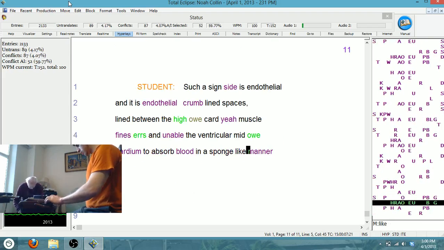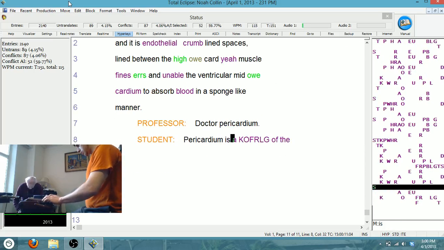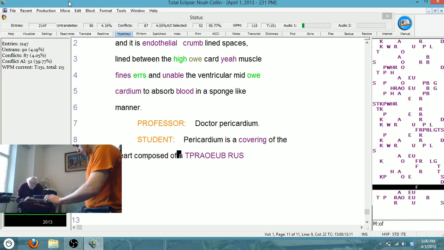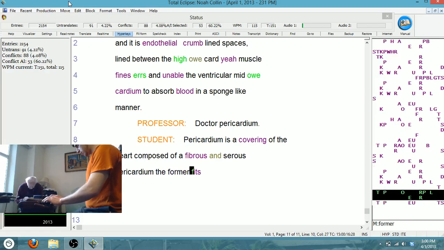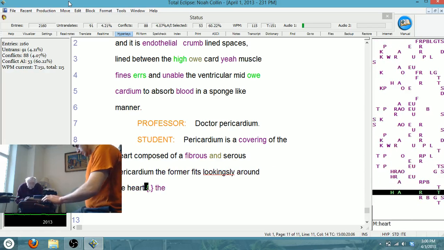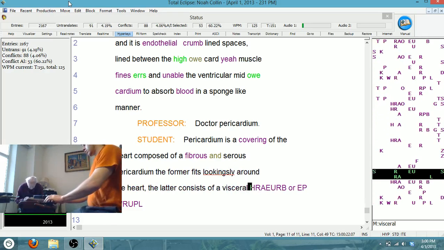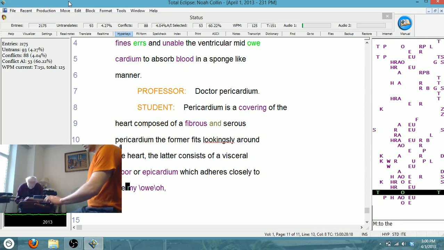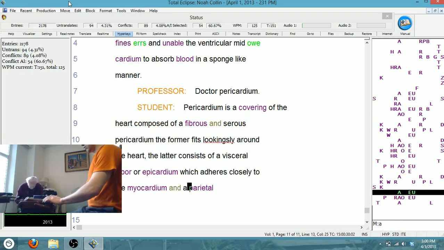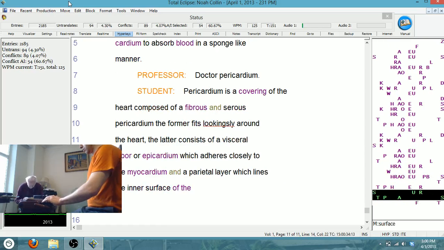Doctor, pericardium? Pericardium is a covering of the heart composed of a fibrous and serous pericardium. The former fits loosely around the heart. The latter consists of a visceral layer, or epicardium, which adheres closely to the myocardium, and a parietal layer which lines the inner surface of the fibrous pericardium.